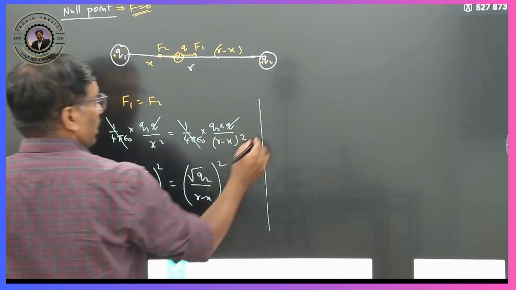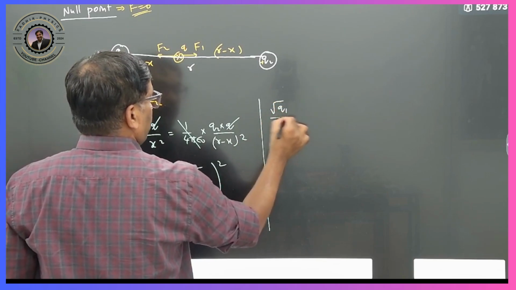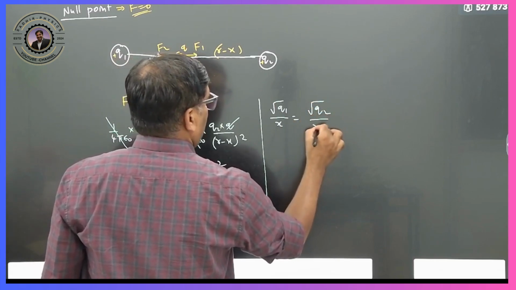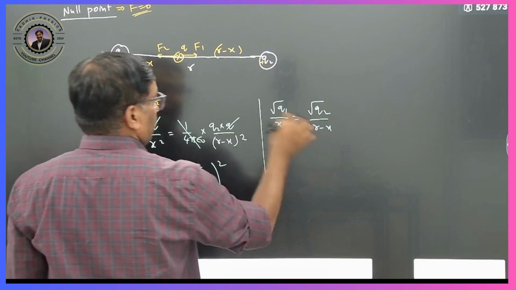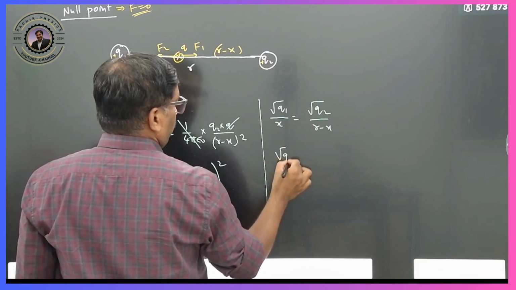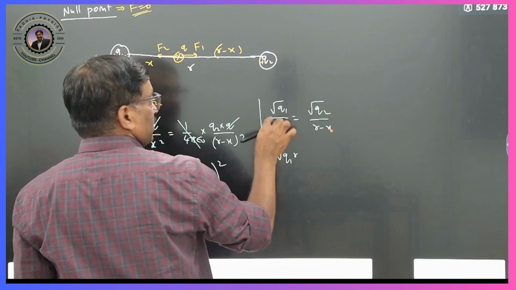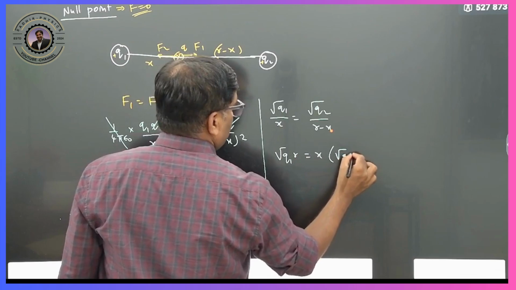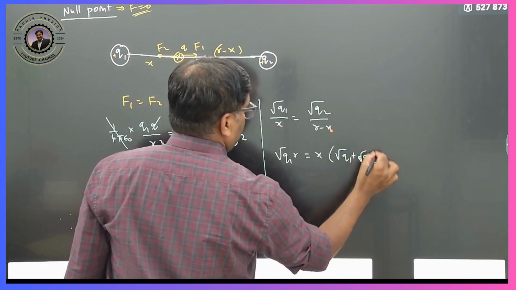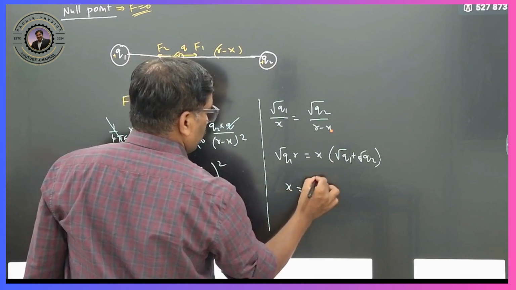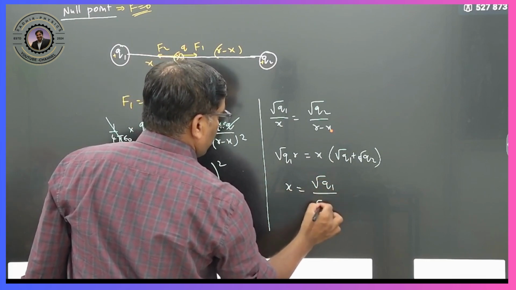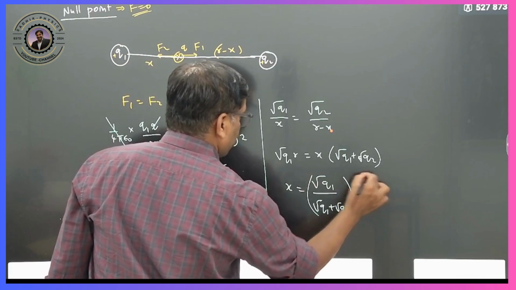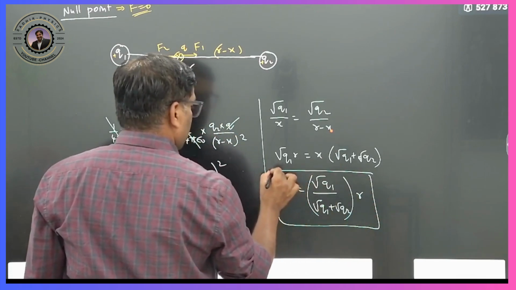Now you can write it as root q1 by x is equal to root q2 by r minus x. Multiplying it now, root q1 into r minus root q1 into x, is equal to x root q2. Taking it to this side, x taken common, root q1 plus root q2. Clear? So x is equal to root q1 by (root q1 plus root q2) into r. This is your x.